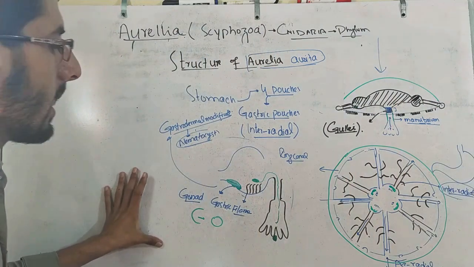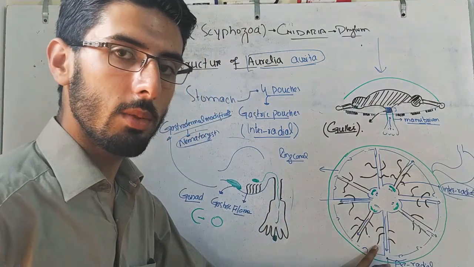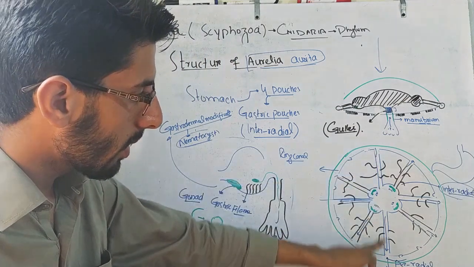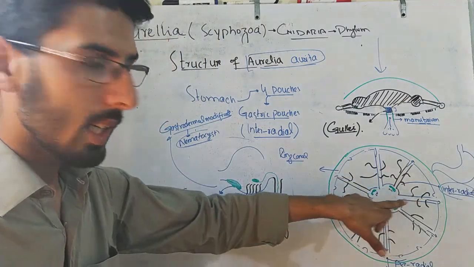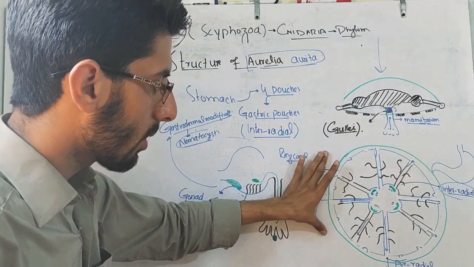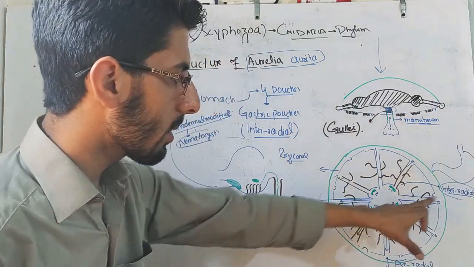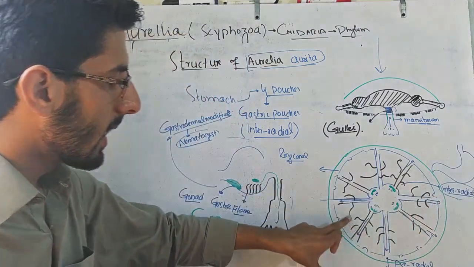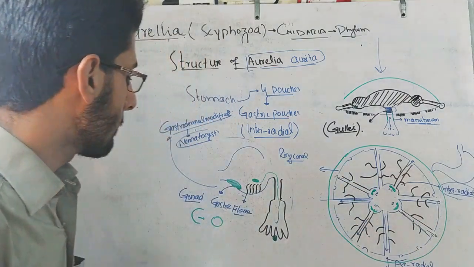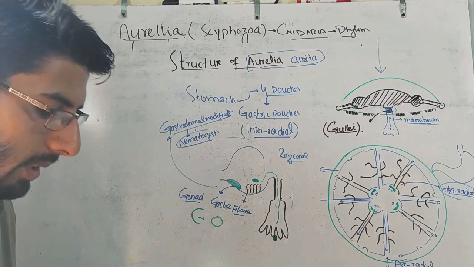In the case of Aurelia, we have also compared this canal system with the Hydromedusa. In Hydromedusa, there are only 4 radial canals, and those canals are unbranched. But in the case of class Scyphozoa, there will be 4 radial canals, and beside these 4 radial canals, there will also be 4 interradial canals, and all these canals will be branched. So this was the structure of Aurelia, which we have discussed in great detail.